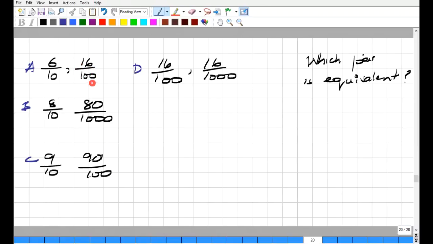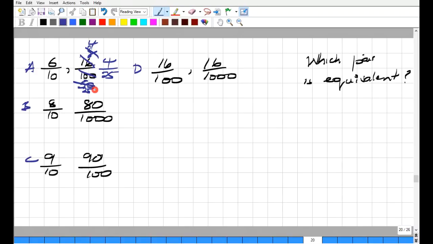16 over 100. 2 into 16 goes 8 times. 2 into 100, 50 times. Okay, 2 into 8, 4. And 2 into 50, 25. I end up with 4 over 25.